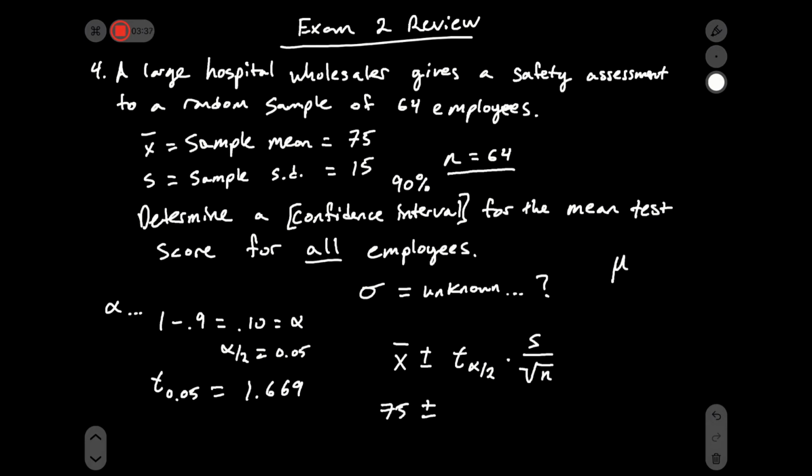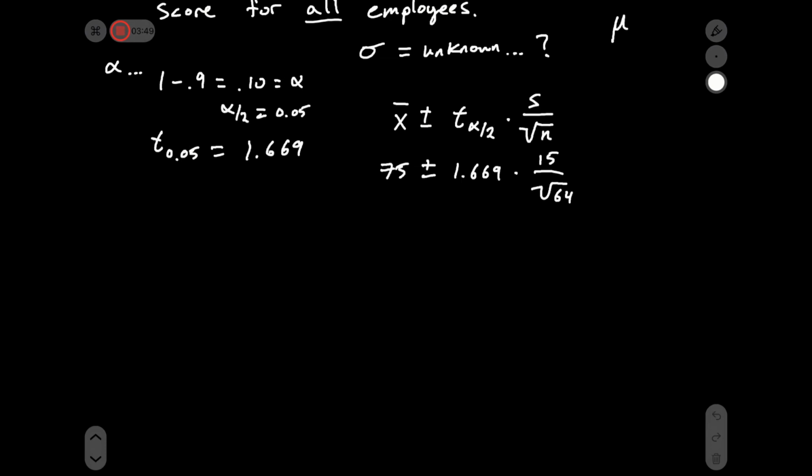Okay, so now it's fairly easy. 75 plus or minus 1.669 times 15 divided by the square root of 64. And to continue, all of this essentially equals 75 plus or minus 3.1294. This is our margin of error, or sometimes just denoted E, capital E.